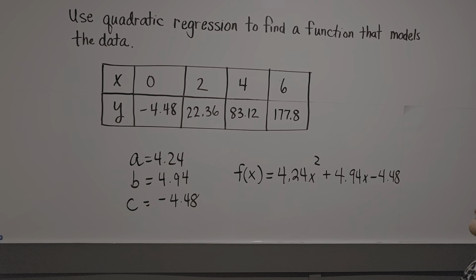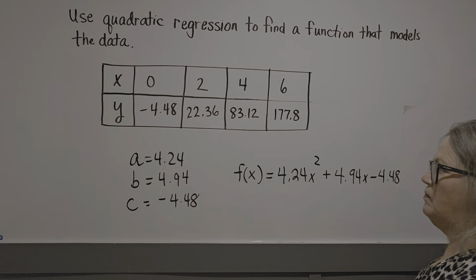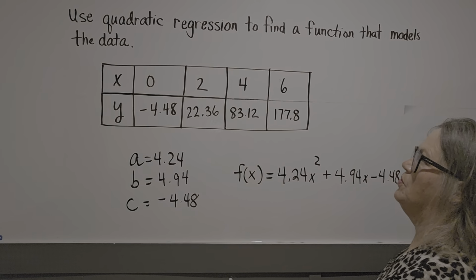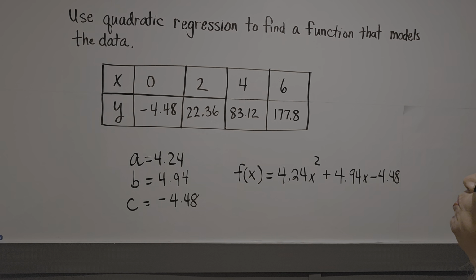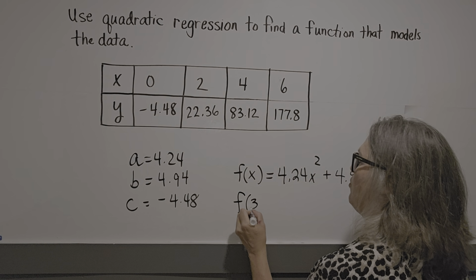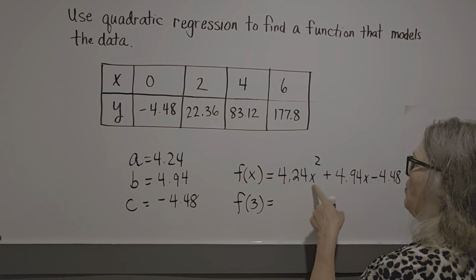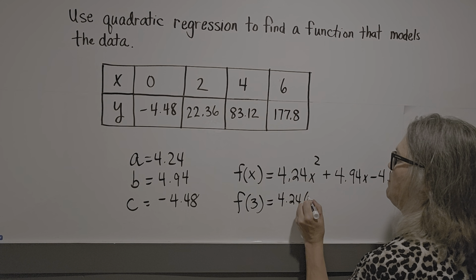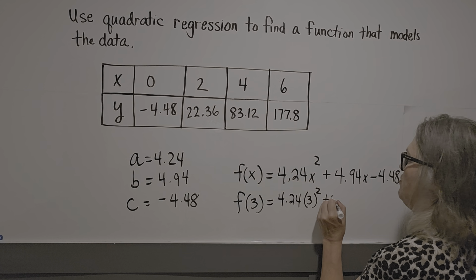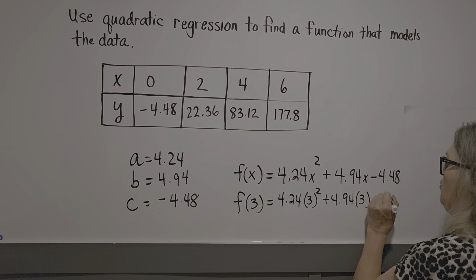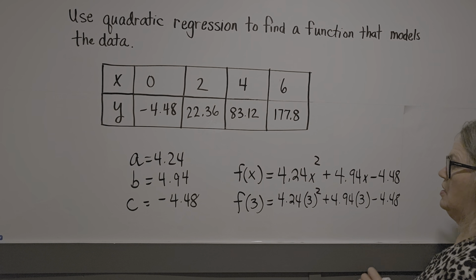Now, if we want to estimate a certain value, let's say we want to estimate what its Y value is going to be for x equals 3. So if we evaluate it at f of 3, then we're just plugging 3 in for x, and it's 4.24 times 3 squared plus 4.94 times 3 minus 4.48.